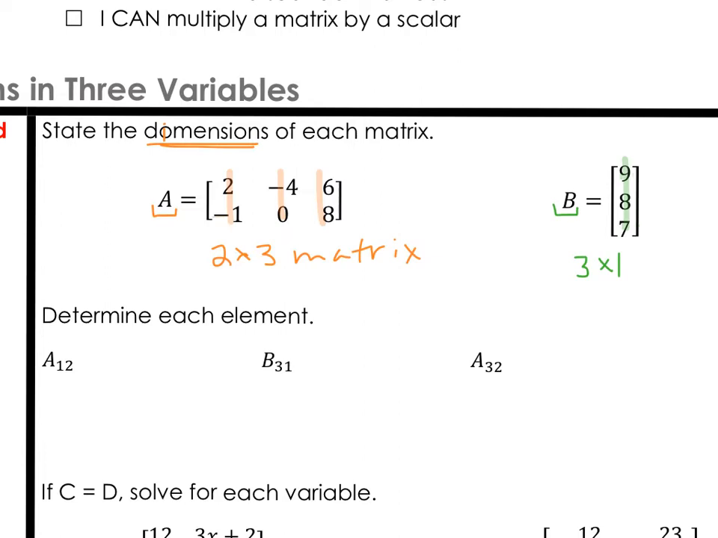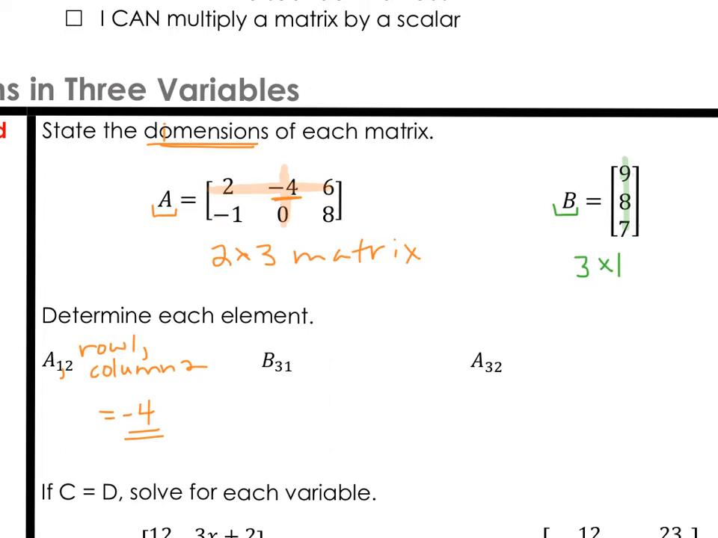To determine an element, the numbers that are the subscript for the matrix tell you the row and the column. For that first element, it says determine A12. Technically, it's 1, 2. So this means row 1, column 2. Here's how you would do that. Go back up to matrix A. Row 1 would be represented by the top row. Column 2 is that middle column. Where those overlap would be the value for that element. So this is just going to be -4 in row 1, column 2.